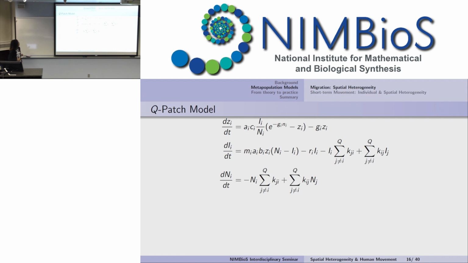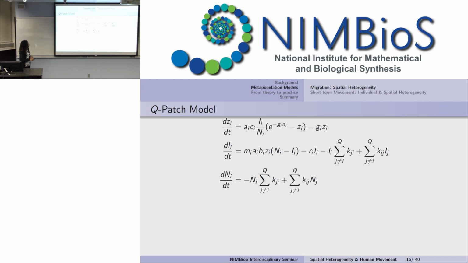So the next step was to extend this to more patches. So in the previous example, you could think of one patch as being Haiti and the other Dominican Republic, or it could be two villages with different degrees of transmission. But you can, of course, think of examples where you would want to extend that to more patches. So again, we have the rate of change in the proportion of infected mosquitoes, and this is in patch i, the rate of change in the number of infected humans in patch i, and then the rate of change in the total human population.